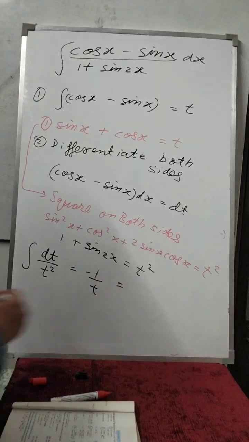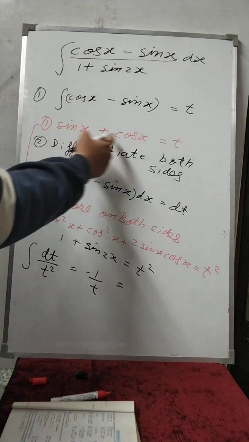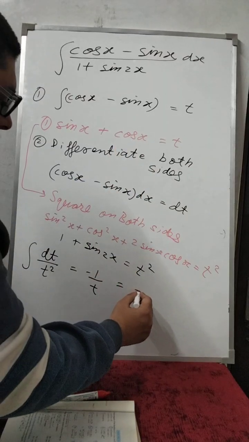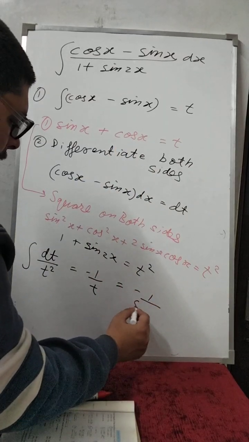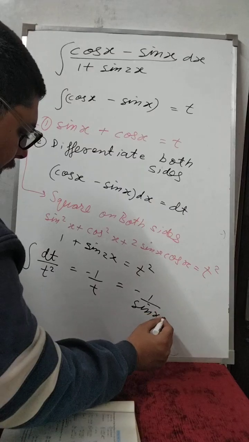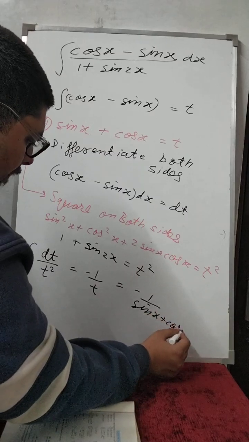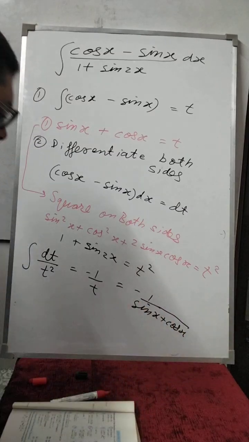So what was the value of t? t was sin x plus cos x. So my answer is minus 1 upon sin x plus cos x plus constant of integration. This is my final answer.